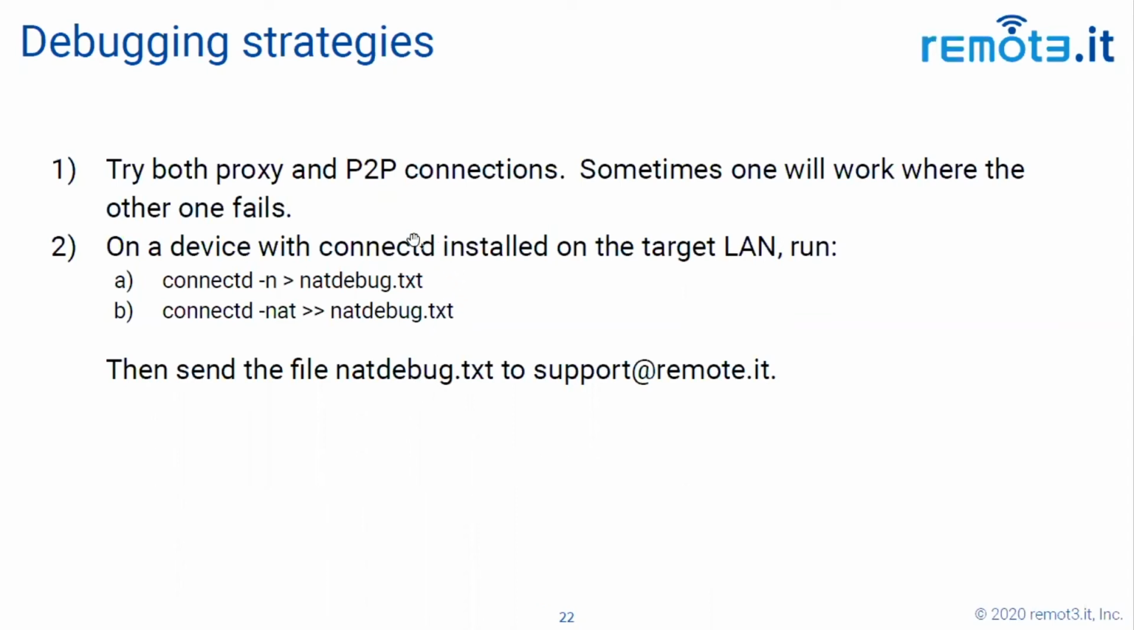If you're having trouble using these instructions, or you've followed them as well as you can and you're still having trouble, then you can run these two commands on the device: connectd -in, and then route the output to nat-debug.txt. Another more thorough test that gives us information about the NAT and its timing is connectd -nat, and these two arrows here just append those results onto the end of nat-debug.txt. Then you can send this file to us at the support@remote.it email address, and we can analyze that and try to figure out if there's something unusual about the NAT at your target location.